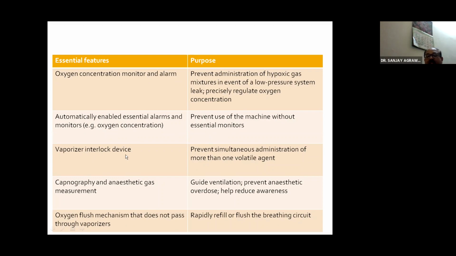Vapor interlock devices prevent simultaneous administration of more than one volatile anesthetic agent. Capnography and anesthetic gas measurements guide ventilation, prevent anesthetic overdose, and help reduce awareness. An oxygen flush mechanism that does not pass through vaporizers rapidly refills or flushes the rebreathing circuit and prevents a high concentration of the inhalation agent being delivered to the patient.